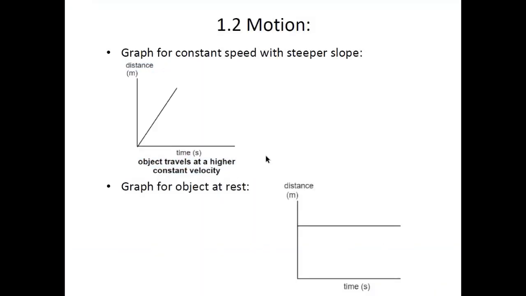Graph for an object at rest. If a distance time graph is having a flat line, a horizontal line, then that means that portion, for that amount of time in the graph, the object was at rest.